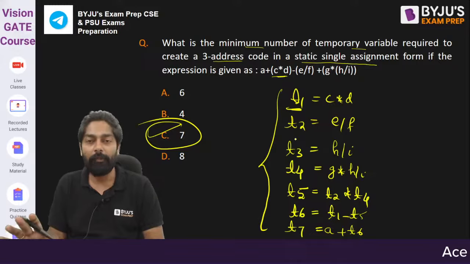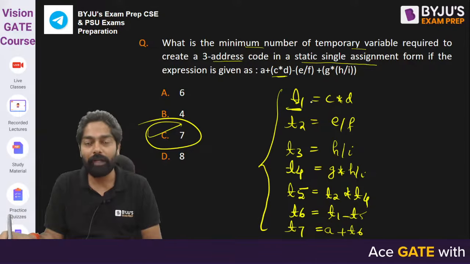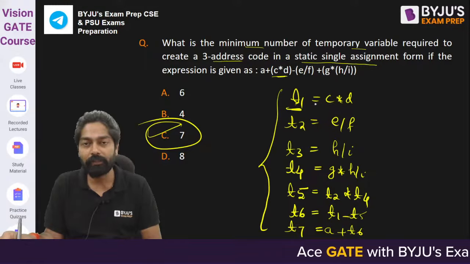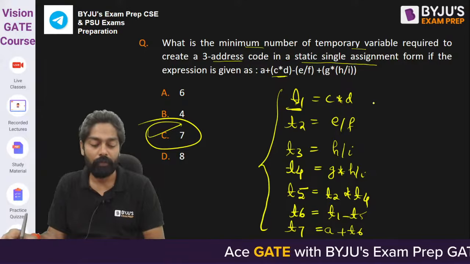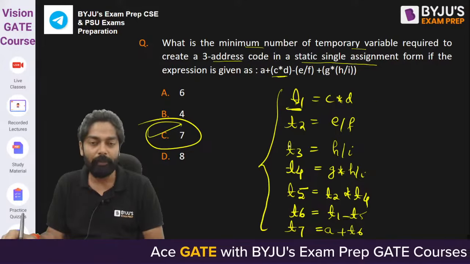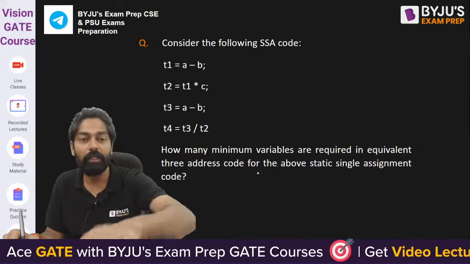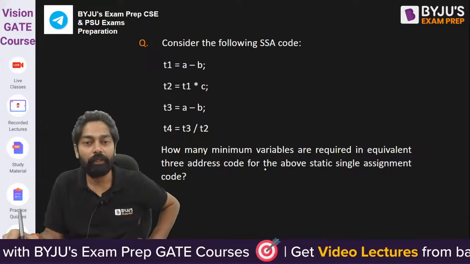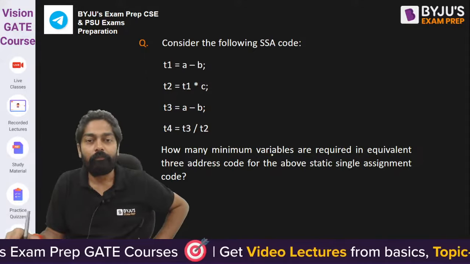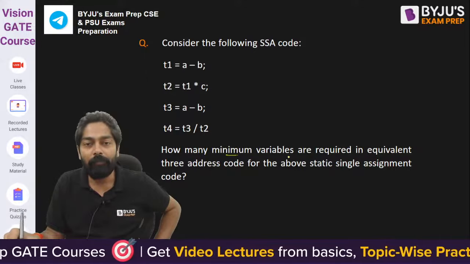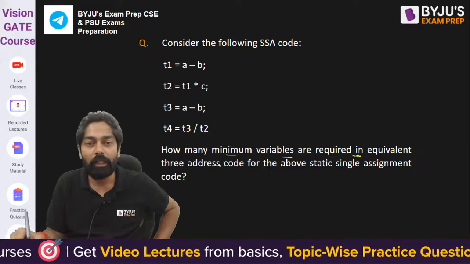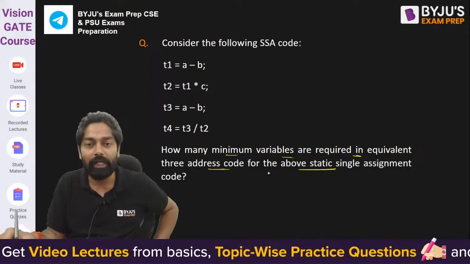3 address code का मतलब समझ लो, in a line we have maximum 3 variables, at most 3 addresses. Fine. 3 address को represent करने का तरीका पता होगा ना? Triple होता है, indirect triple होता है और quadruple होता है. Fine, 3 तरीके होते हैं. Okay, how many minimum variables are required in equivalent 3 address code for the above static single assignment code?